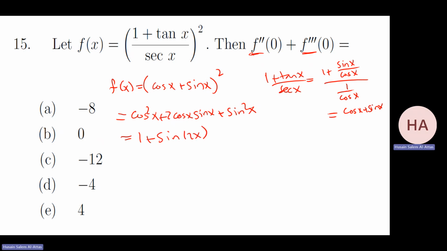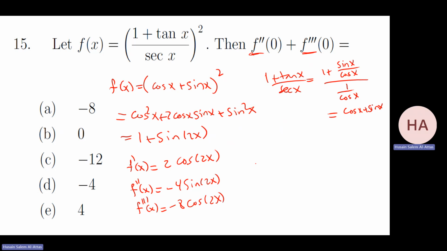If you want the nth derivative, I can find it. f prime will be 2 cosine 2x. f double prime will be minus 4 sine 2x. f triple prime will be minus 8 cosine 2x. What do they want? They want the second derivative plus the third derivative at 0. Second at 0, sine 0 is 0. Third, cosine 0 is 1, minus 8. So the answer is minus 8, which is this one.